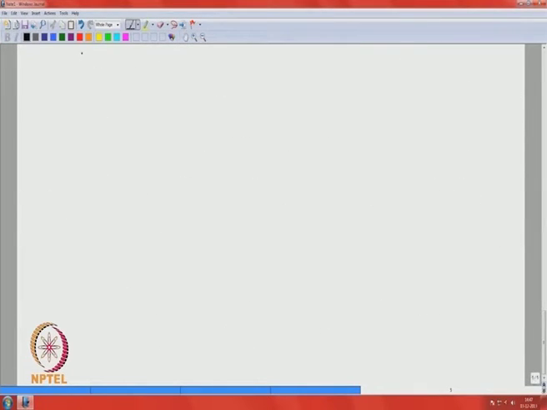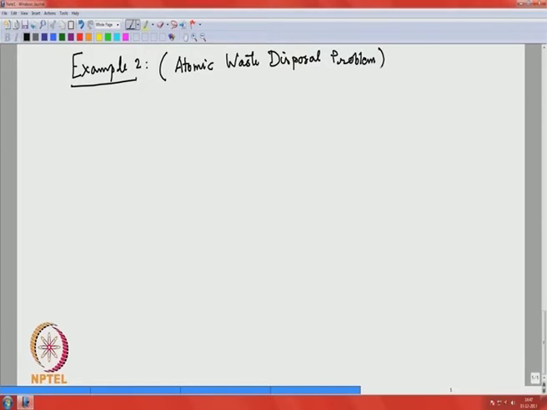Now, I want to go to the next example. As I told you, this lecture and the next lecture will be examples from the standard nice examples. Initially 2-3 examples I will explain in detail. And this is a very nice problem, it actually happened. It is called the atomic waste disposal problem. As I told you, all these are very standard problems.